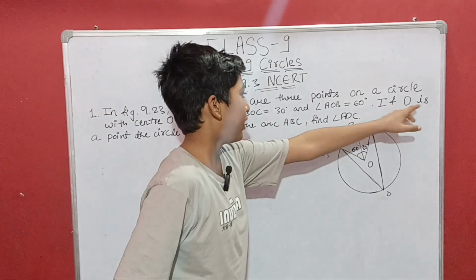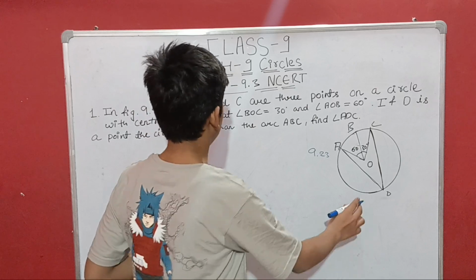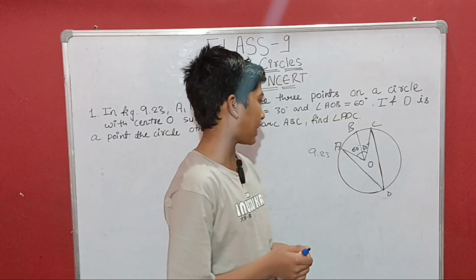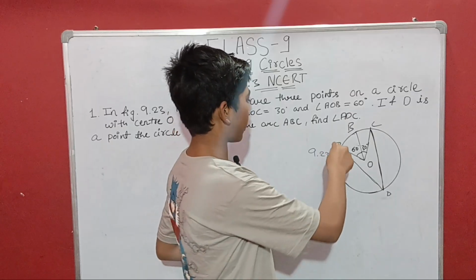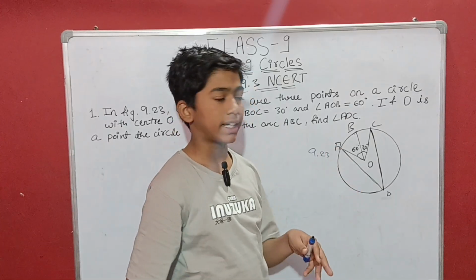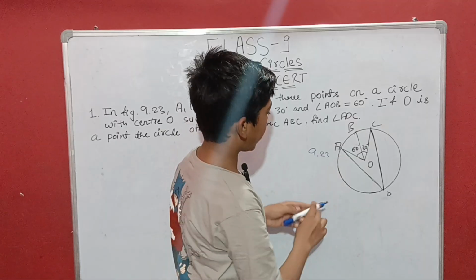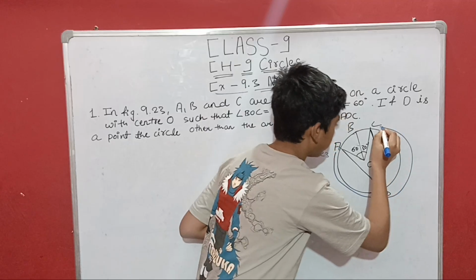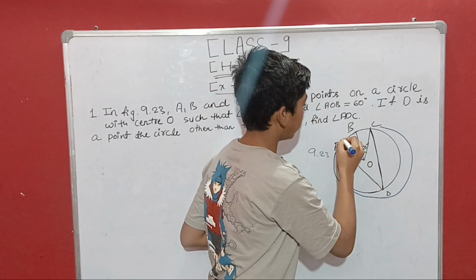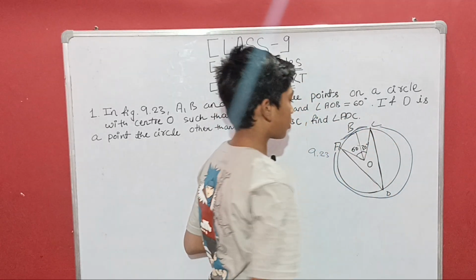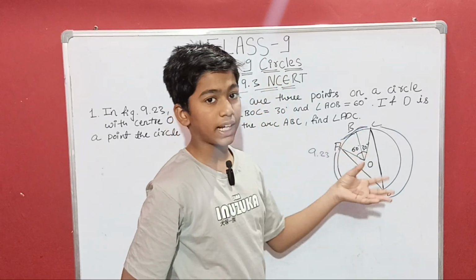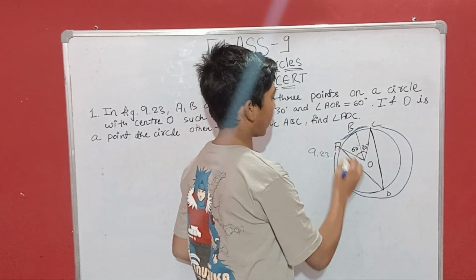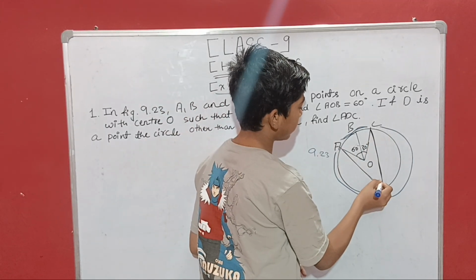So we are given that D is a point on the circle here, other than this arc. What is an arc? An arc is something that covers a region inside or outside the circle. This one is an arc. Also, this one is an arc. So these are the arcs which cover the outside region of a circle. We have to find the angle ADC.